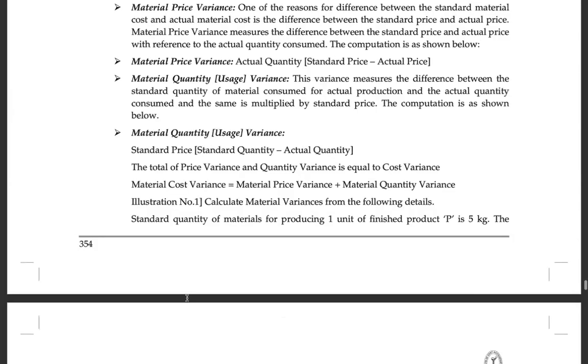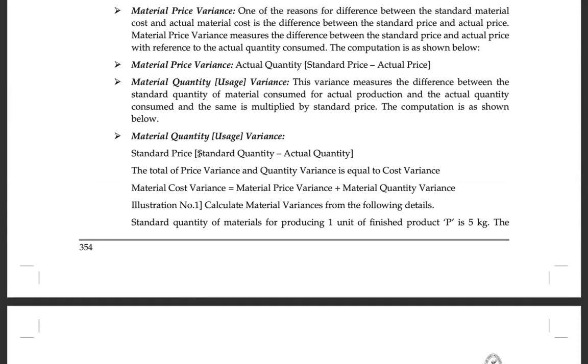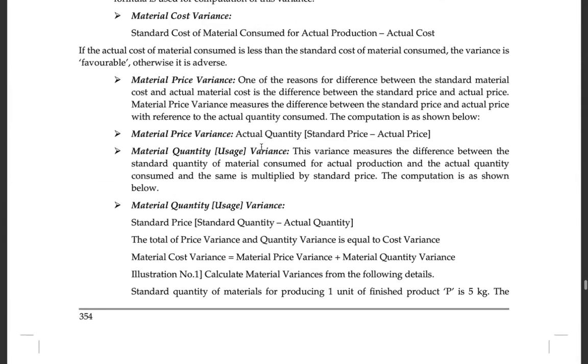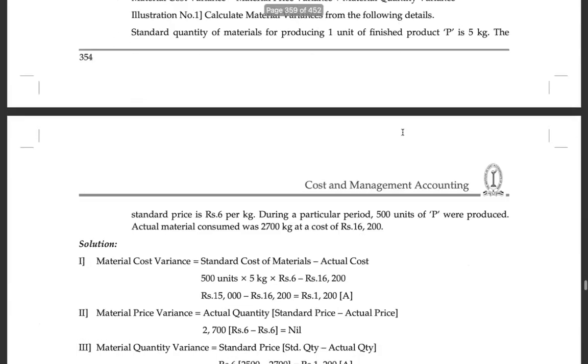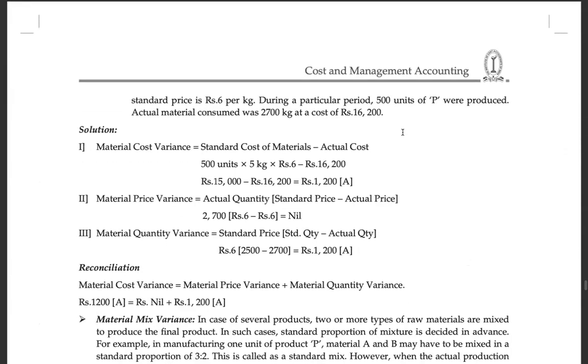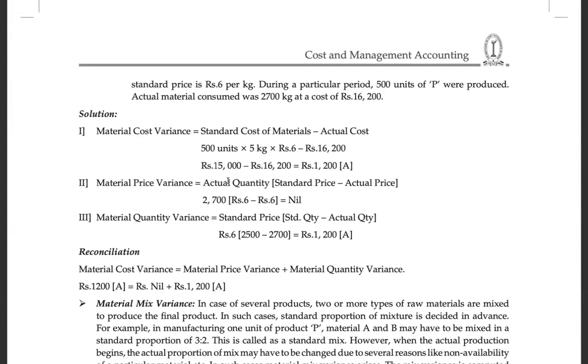Material price variance is equal to actual quantity into standard price minus actual price. What is the actual quantity? Actual quantity is 2,700 kilograms. And what is the standard price? Standard price is 6 per kilogram.